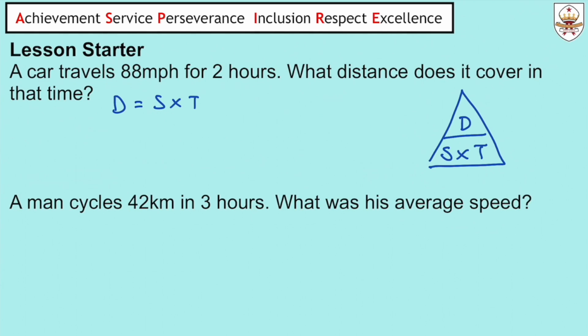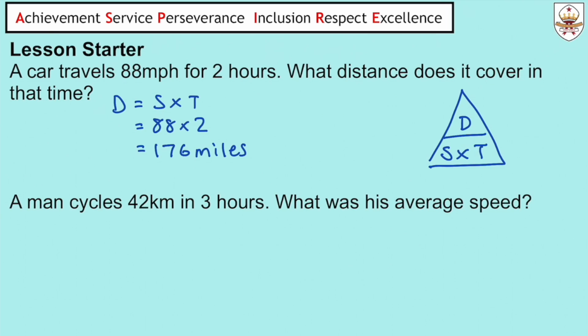We find the two numbers that we're looking for. The speed is 88 miles an hour, and the time is 2 hours. So it's 88 times 2, which gives us 176 miles covered.